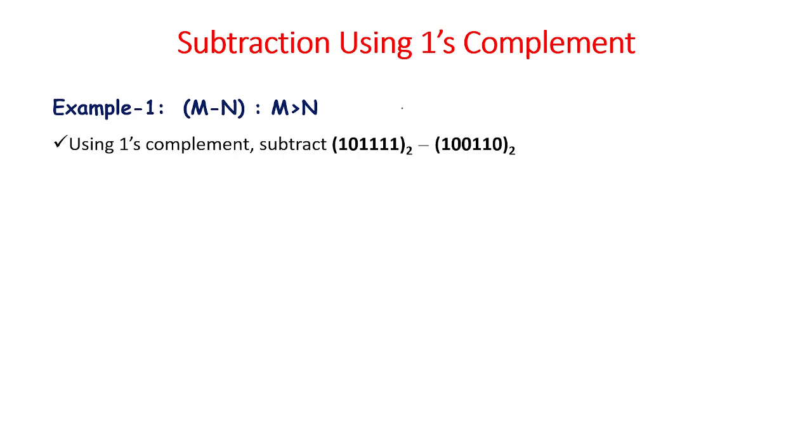Here, we'll discuss two cases. Case 1 if m is greater than n and case 2 if m is less than n for the subtraction of n from m. So we will perform the operation m minus n. One case m greater than n, here result will be positive. Second case m less than n, where result will be negative. And in this video, we will discuss the subtraction using 1's complement.